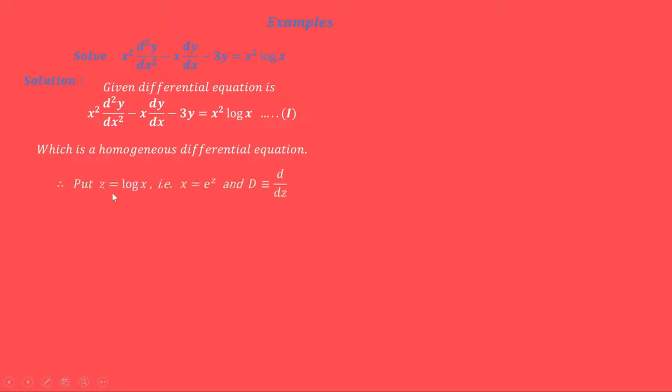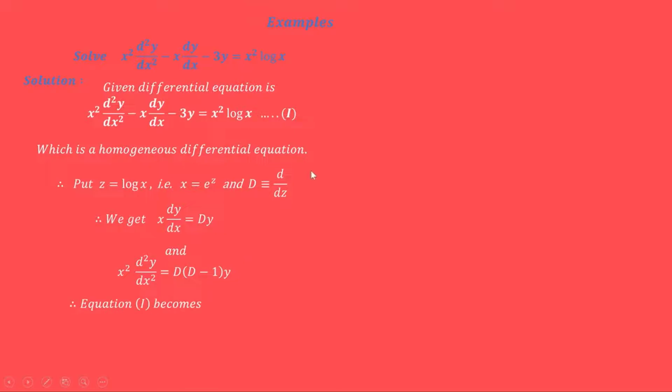Solve x square d2y by dx square minus x dy by dx minus 3y equal to x square log x. So see the solution. This is differential equation 1. Here we observe that power of x and order of derivative both are same in each term, and so this is the homogeneous linear differential equation. So put z is equal to log x, that is x equal to e raised to z, and capital D as d by dz. And so we get x into dy by dx is equal to Dy, and x square into d2y by dx square is equal to D into D minus 1 into y. Now put all this in equation number 1.